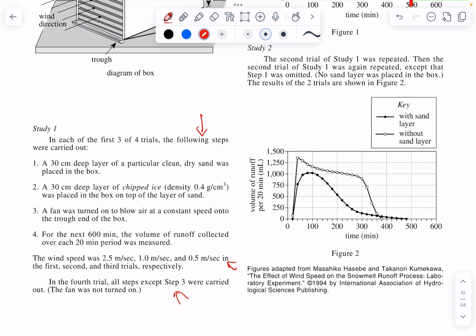Okay. So just looking at study 2, we have the layer with sand and the layer without sand. The one without sand, that's the open circle there, has a higher maximum value, and it goes from about there to decrease, whereas this one here with sand peaks about right before 100, and then goes all the way till there, which is a larger distance.